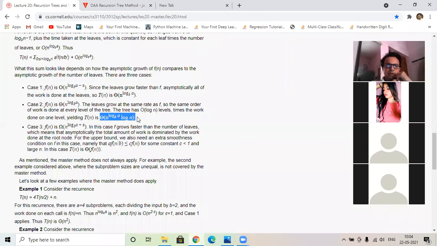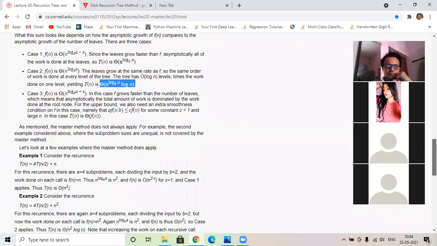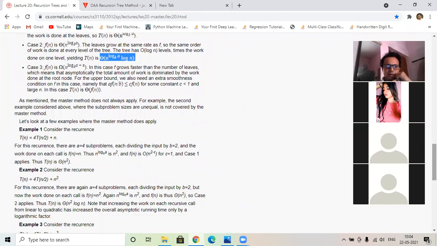So the time complexity will be theta of n to the power log A base B times log n. That is, theta of n square log n. Understood, everybody?